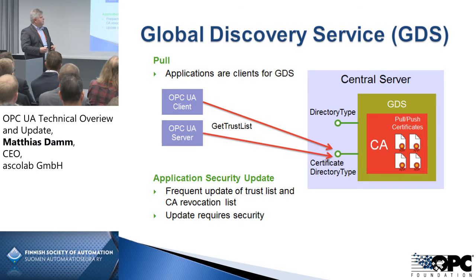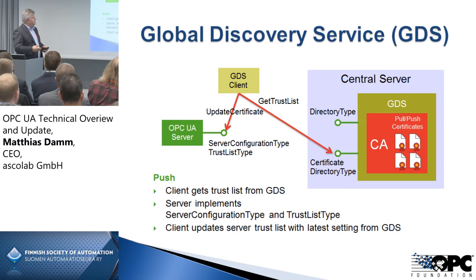But even more important is the update of trust lists and revocation lists, because with the concept of a CA you trust everybody who has certificates signed by that CA, and if an application is no longer allowed to talk to the other applications, this certificate is added to a blacklist for the CA called certificate revocation list. And this list needs to be updated frequently. So all OPC UA applications need to get updates of these lists frequently. And this is done also through this certificate directory type, where the OPC UA applications can request updates to that list. And this is called the pull model, where, if you have an OPC UA application that is a client or a server with client functionality embedded, these applications can pull these updates from the GDS whenever they start up or in a time sequence, like every day or every few hours.